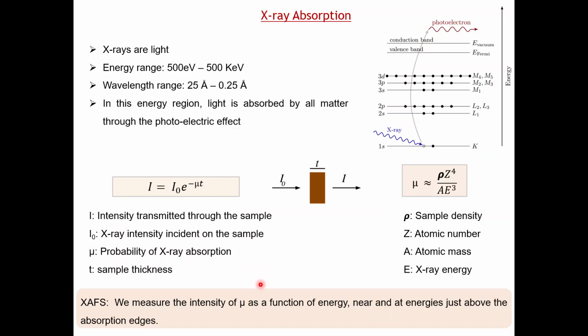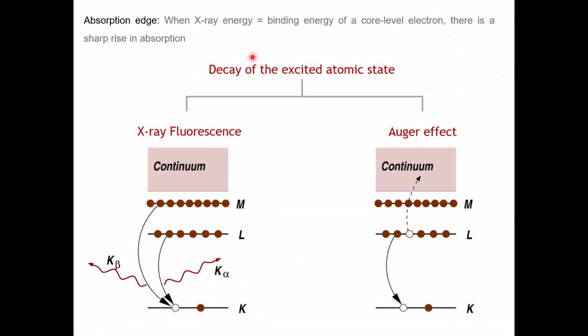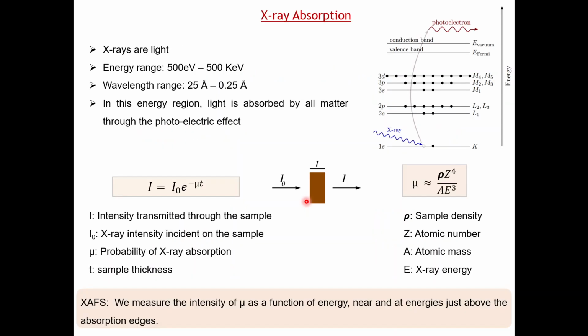So basically XAS is a measure of mu, the absorption coefficient, as a function of energy near and just above the absorption edge. What is this absorption edge? When the X-ray energy is equal to the binding energy of the core level electron, there is a sharp rise in absorption, and that rise is named the absorption edge, which we will see in the later spectrum.